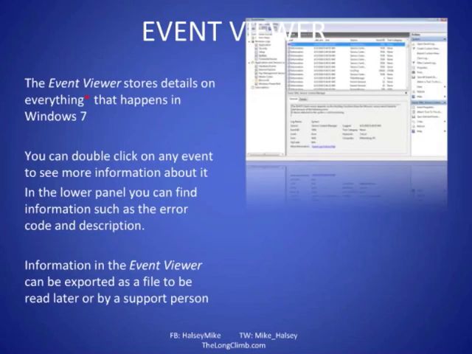The event viewer is extremely useful. Now, as I say here, the event viewer stores details on everything that happens in Windows 7, and you'll see there's a little caveat with everything. Because if your computer suddenly stops and crashes and just restarts, as can happen, then the event viewer may not have time to store this information. So it may not even register that there's been a problem, or it may register that there's been a critical error, and isn't actually able to store any information on what happened.